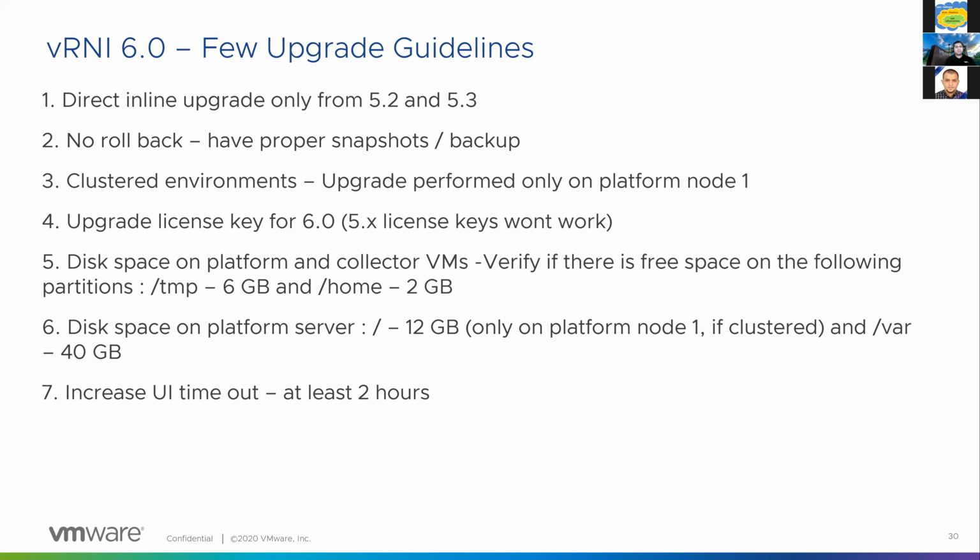And some of the disk space requirements, as you can see, on the platform and collector, on the /tmp and the /home partition, 6 GB and 2 GB, and disk space on the platform server alone, let's say root partition, 12 GB. They say it's a very good practice, but I've not seen this to be a very hard and fast rule. But yeah, if we have free space somewhere close to these values, it's really good.